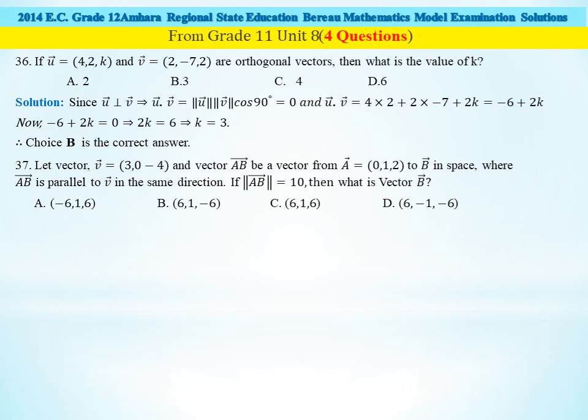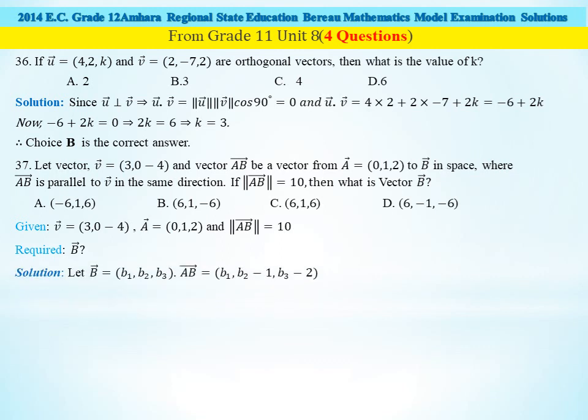Here we have the given vectors. Vector b is (3, 0, -4) and vector a is (0, 1, 2), and the norm of vector AB is equal to 10. The required component of b is what is asked. Solution: let vector b equal (b1, b2, b3), because vector b is in space, so it has 3 components b1, b2, b3.